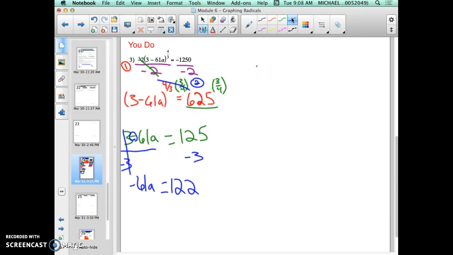Then finally, -61 and a are being multiplied on each other. So I divide by -61, divide by -61, cancel it out, so a equals 122 divided by -61, which is -2. And I'm done. So if you didn't get a equals -2 for your answer, please raise your hand and I will come check your work.